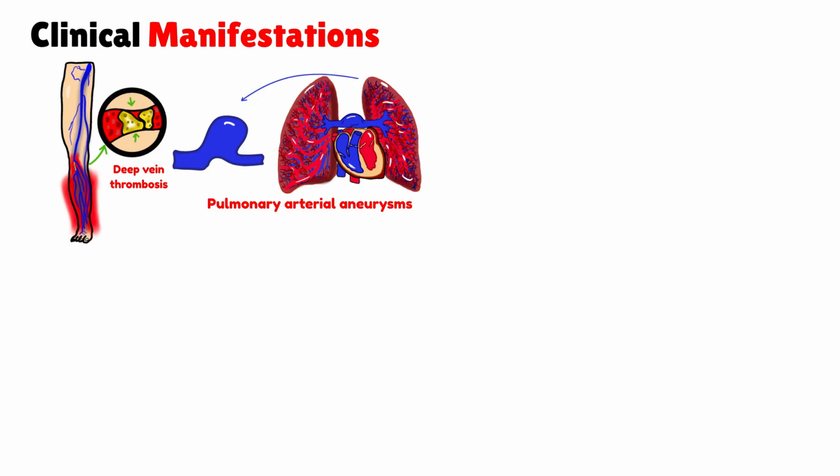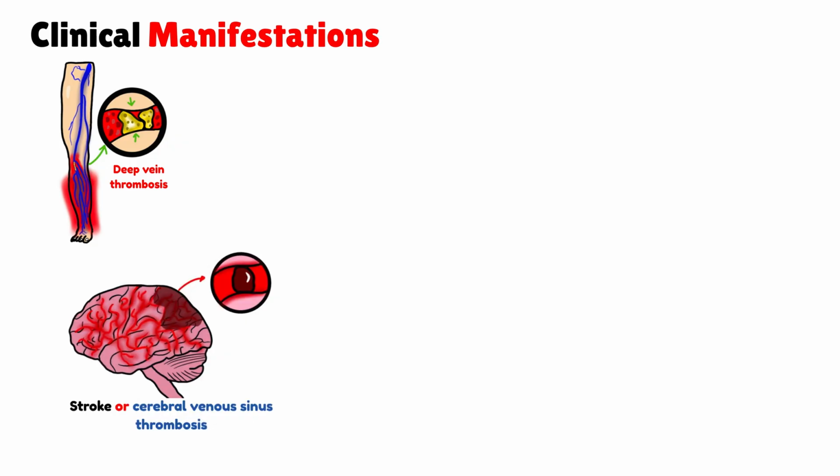It can inflame large veins and arteries, leading to deep vein thrombosis, or pulmonary arterial aneurysms, which may rupture and cause fatal bleeding. It can involve the central nervous system, producing parenchymal disease in the brainstem or hemispheres that mimic stroke, or cerebral venous sinus thrombosis.